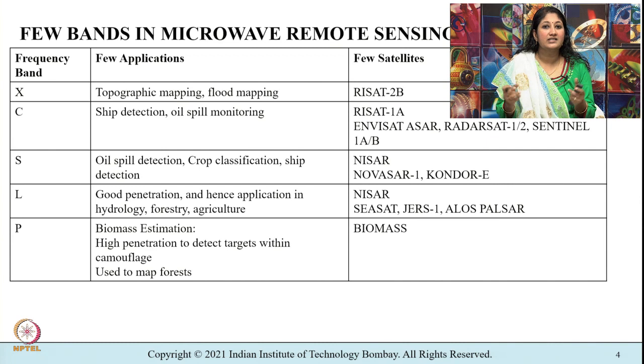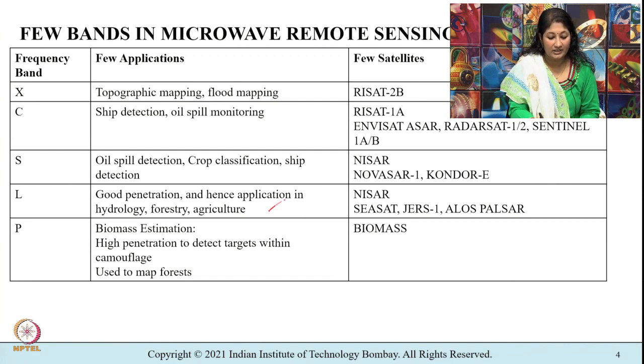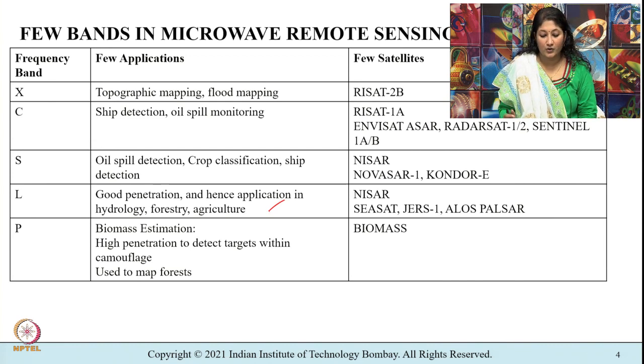Remember, this is not the complete collection, but just a few examples of satellites that carry radar systems operating in the specific frequencies. For example, S band is used predominantly for crop classification or for ship detection, oil spill detection, and NISAR, that is NASA ISRO synthetic aperture radar, has a sensor that is going to operate in S band. Similarly, L band has good penetration power as compared to C band and X band, and hence it is predominantly used in hydrology, forestry, agriculture and so on. P band is used for biomass estimation because it has a very high penetration to detect targets within camouflage.